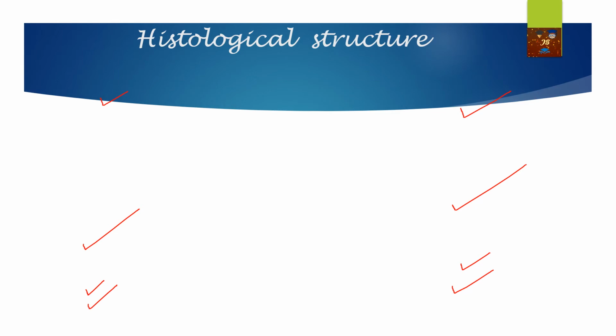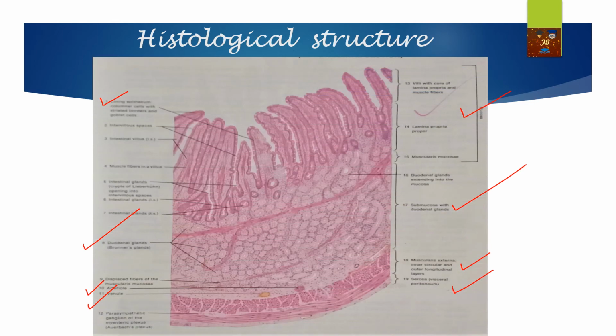Now we will see the histological structure. This is the lining epithelium. You can see these finger-like projections are called villi. Now you can see that there are different coats. This is the mucosa, the total mucus coat. Then comes the submucous coat. This total area comes under the submucous coat.